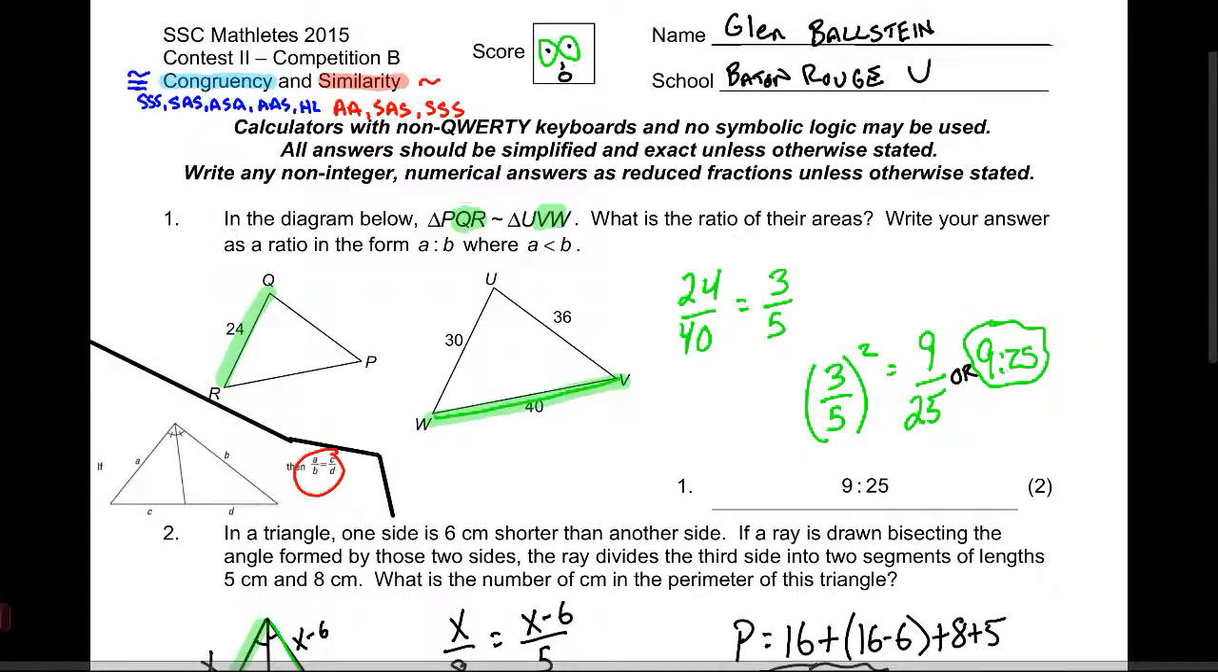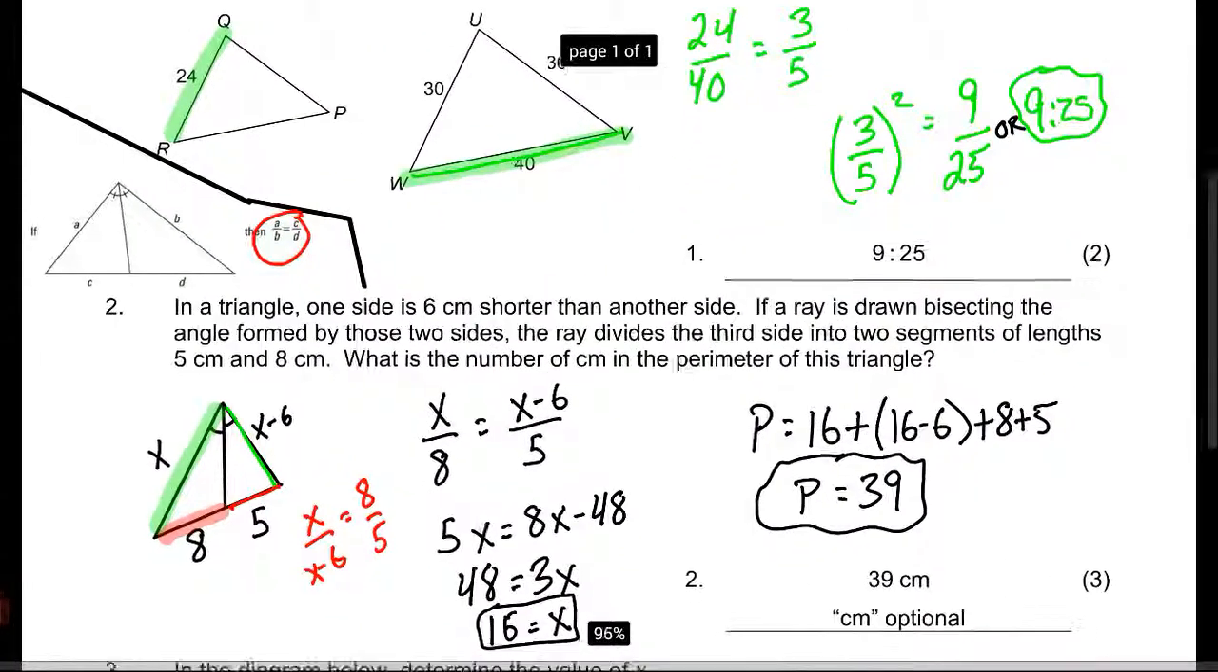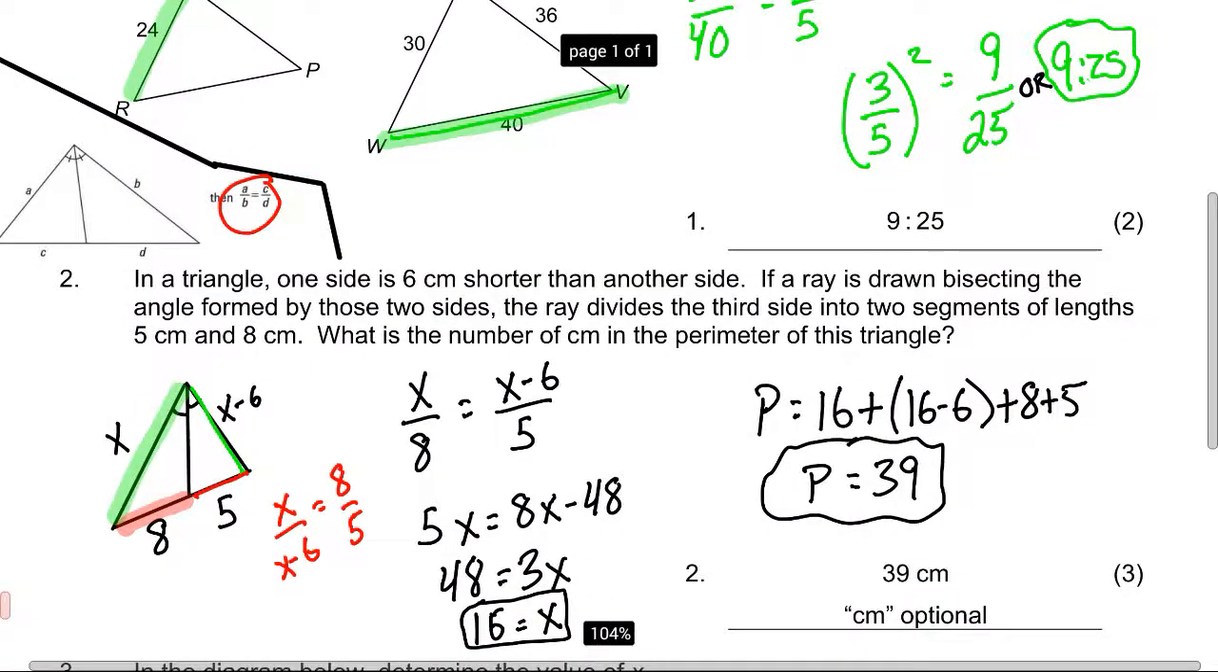Yep, that's about it. Alright, let's look at this next one here. So in a triangle, one side is 6 centimeters shorter than the other side. If a ray is drawn bisecting, splitting in two, the angle formed by those two sides, the ray divides the third side into segments of 5 and 8.